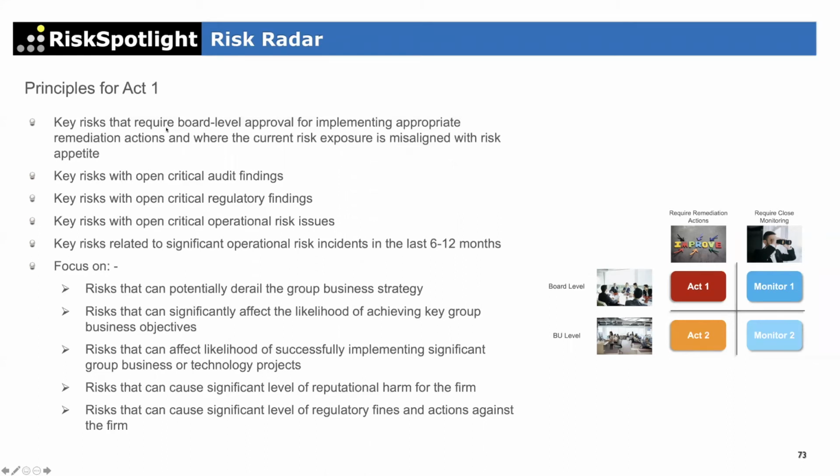And again, only if those risks fall into the categories we listed above, only then will you include them in Act 1. Risks that can cause significant reputational harm for the firm, and risks that can cause significant regulatory fines. So you will look at which risks fall into that bucket and then further filter those risks by the criteria on top to decide, okay, these are the risks which will go in the Act 1 part of the board report.